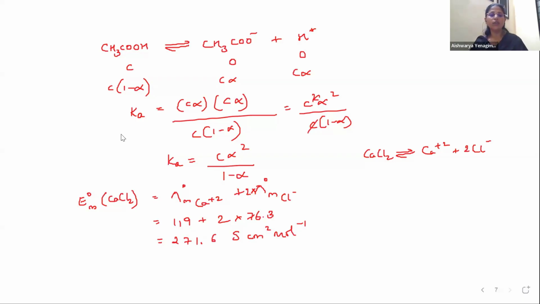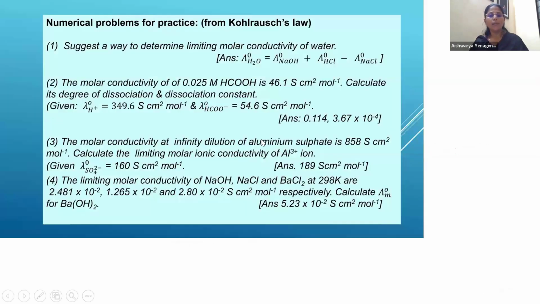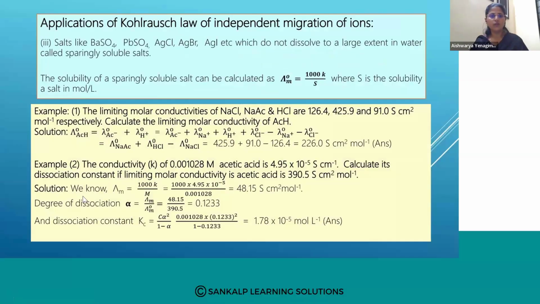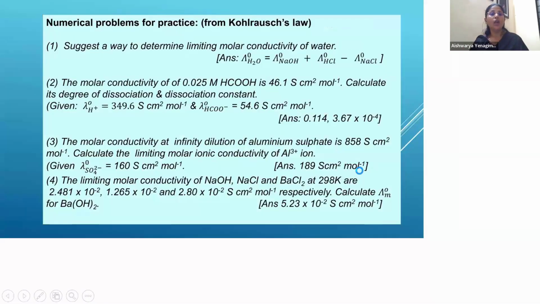Which is our next concept? We are going to talk about applications of Kohlrausch law. Just now we have seen such an example, right? Acetic acid, CH3COO- acetate ion, H+. So this is what you have seen just now. Here you can solve: limiting molar conductivities are given, calculate the limiting molar conductivities. It does not become much difficult, right? You can solve it like this. So here are some of the numericals for practice. You can take it, or you can put it in the chat box if you have not understood the concepts.